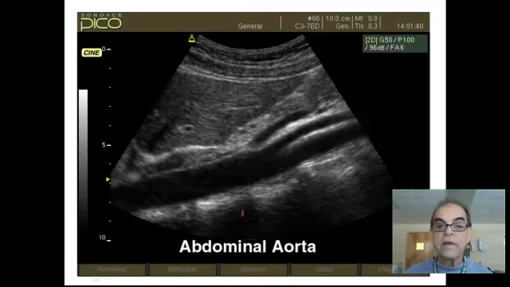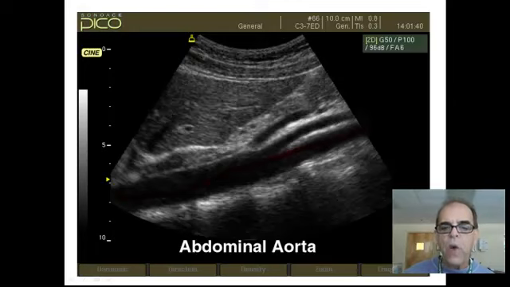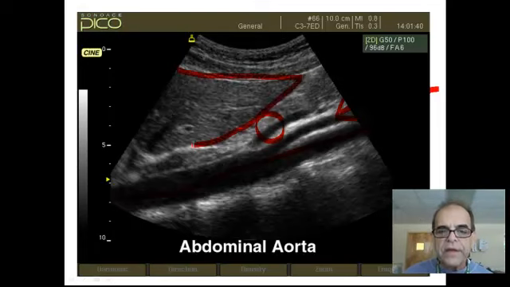You can see the picture in sagittal because the aorta is long in sagittal, and you have here this one. This is the superior mesenteric artery, and this little one here is the celiac trunk. This is the liver here, and a little part of the pancreas here. But remember, superior mesenteric artery, celiac trunk.